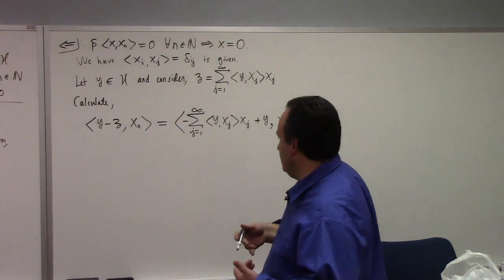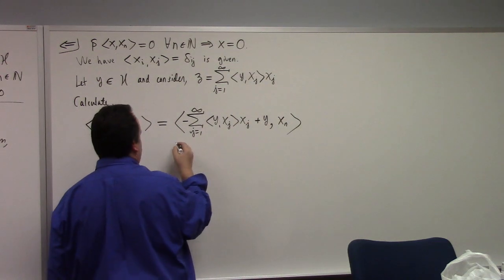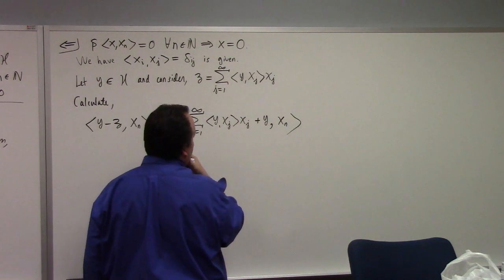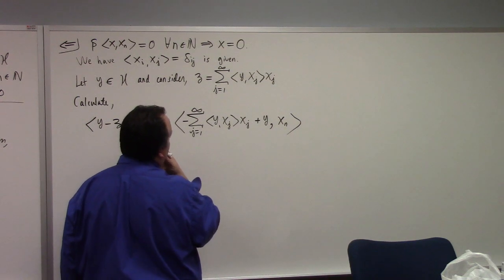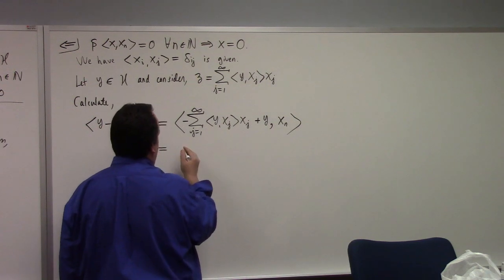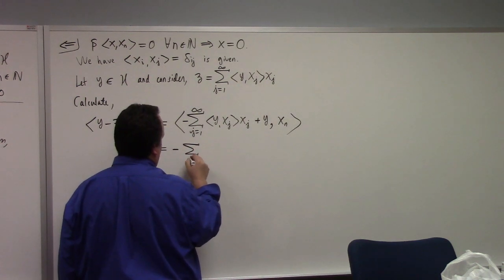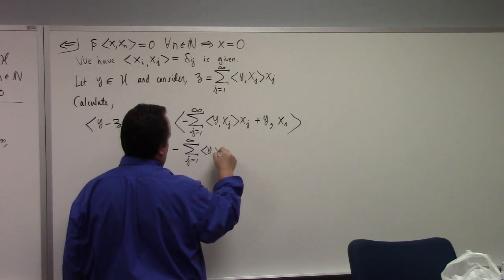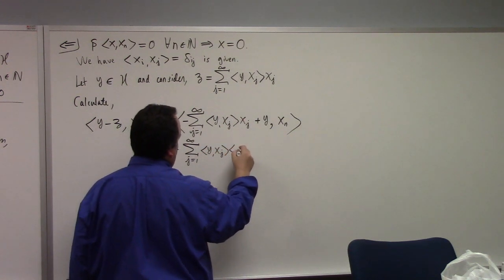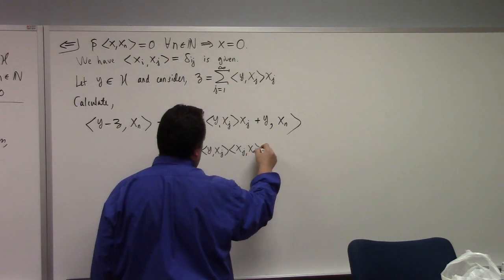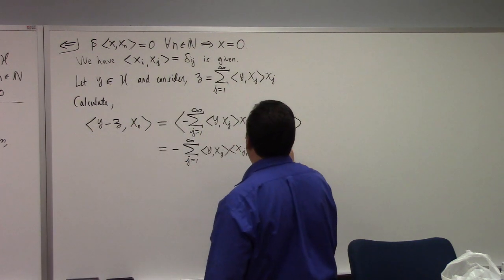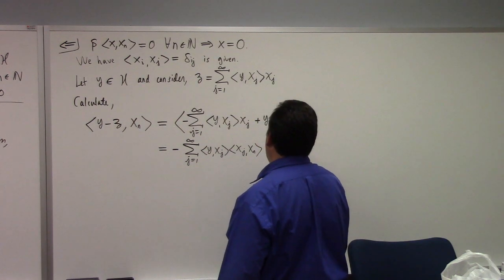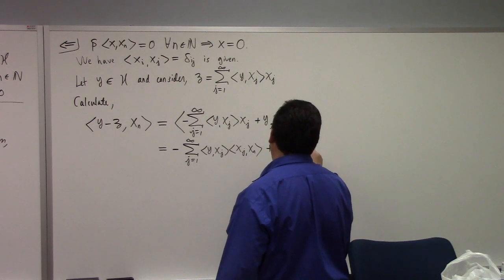But then by additivity, we got minus the sum j equals 1 to infinity of y with xj times the inner product of xj with xn, and then plus the inner product of y with xn.